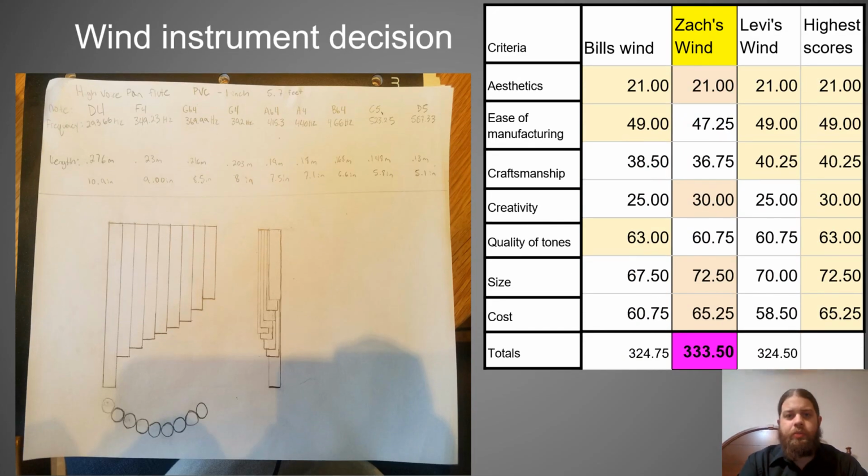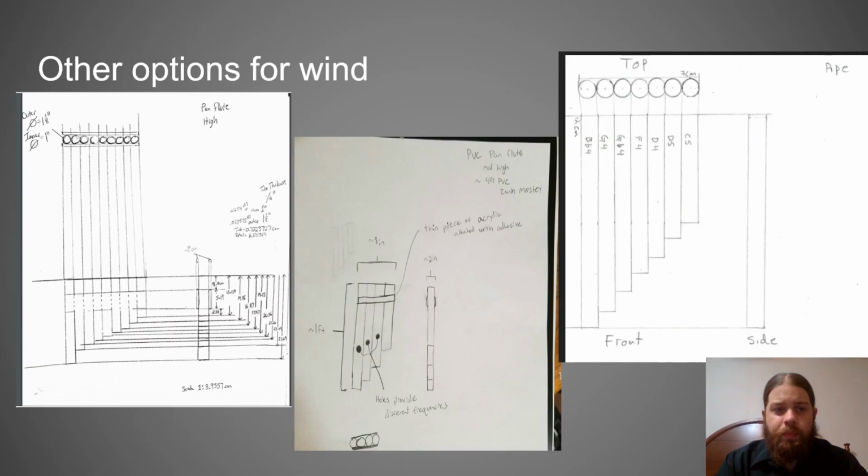Hello, my name is Zach Mosley, and this is the wind instrument we will be going with. We chose this instrument based on devoted criteria, which we gave weights to. My design scored the highest. The other options that we had for our wind design were going to be a pan flute by Bill, a preliminary design of a pan flute by myself with some holes to change the tone of the notes, and a steel tube design for Levi's.